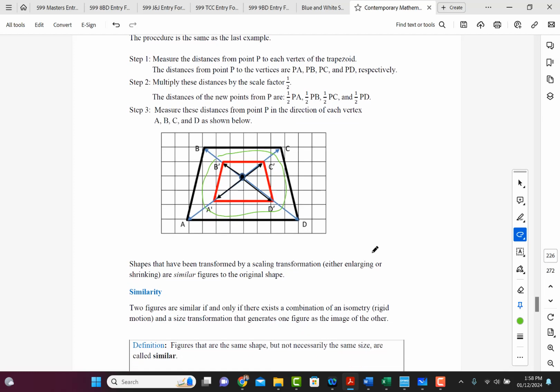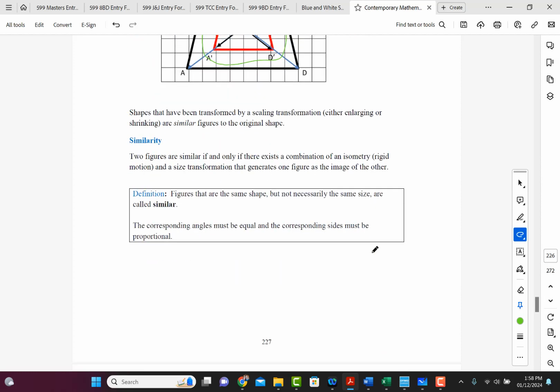Now, shapes that have been transformed by a scaling transformation, either enlarging or shrinking, are similar figures to the original shape. Now, what does similarity mean? Well, it means that there's a proportionality. The angles stay the same, right? They don't change, but the lengths of the sides do change, but they are proportional to the original sides. So let's talk about similarity now.